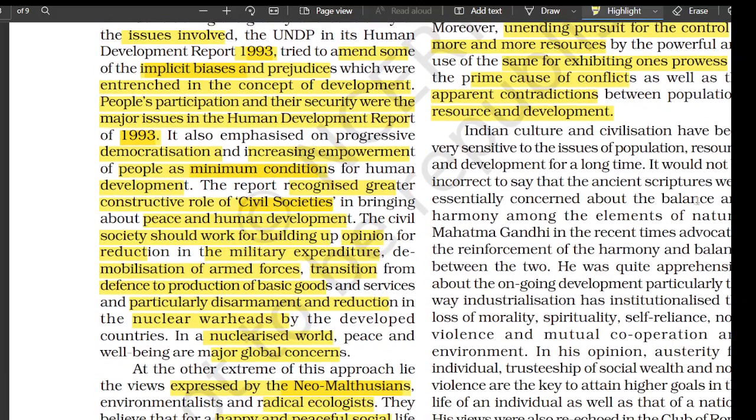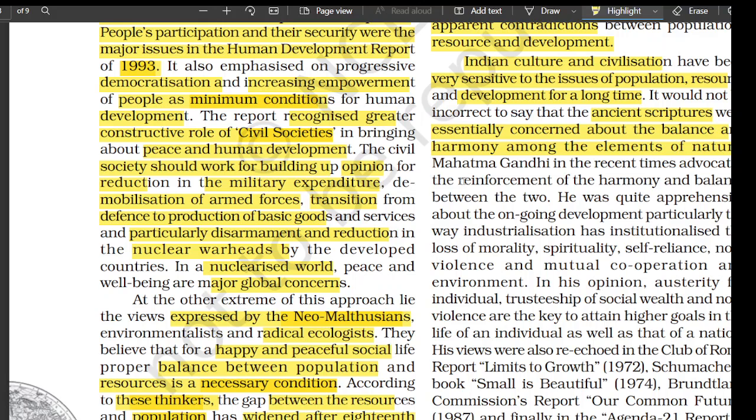Indian culture and civilization have been very sensitive to the issues of population, resource, and development for a long time. It would not be incorrect to say that ancient scriptures were essentially concerned about the balance and harmony among the elements of nature. Mahatma Gandhi in recent times advocated the reinforcement of harmony and balance between the two. He was quite apprehensive about the ongoing development, particularly the way industrialization has institutionalized the loss of morality, spirituality, self-reliance, non-violence, mutual cooperation and environment.